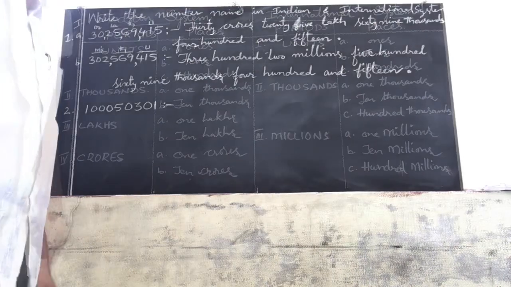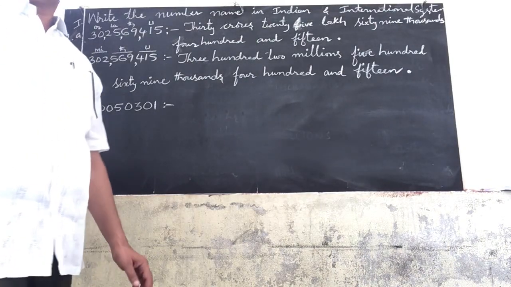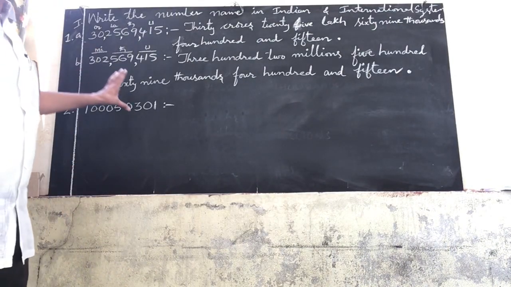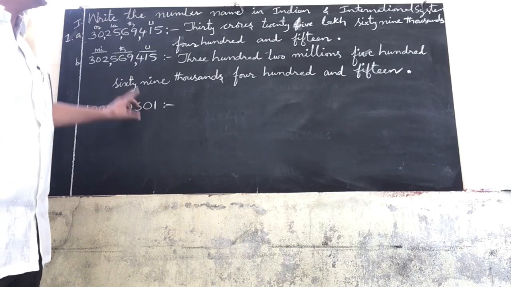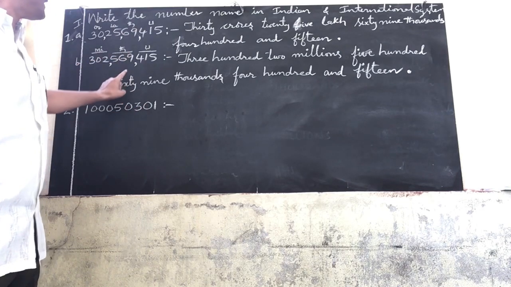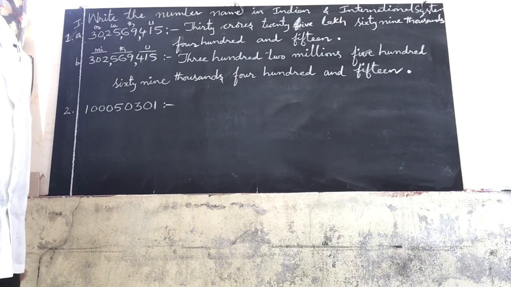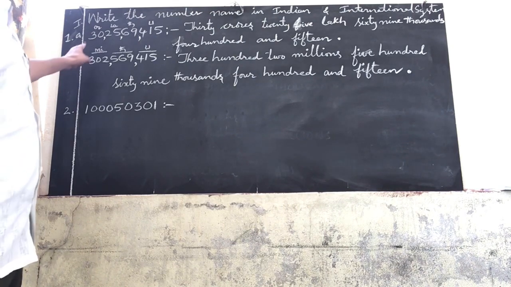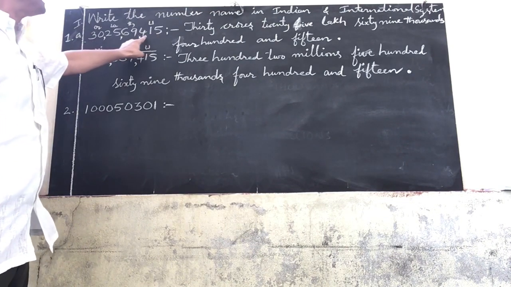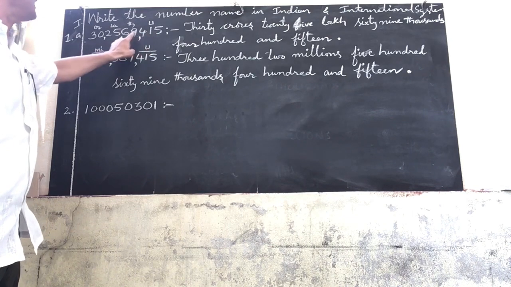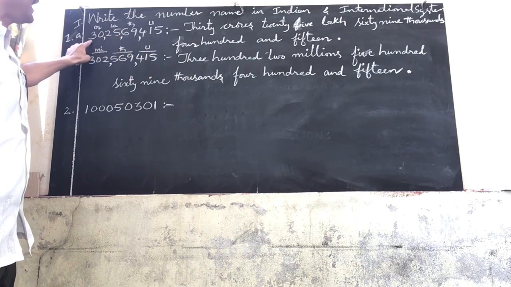Now we can see how to write down a number name in the Indian and international system of numeration. For example, you can take this number. This number contains 9 digits: 1, 2, 3, 4, 5, 6, 7, 8, 9.